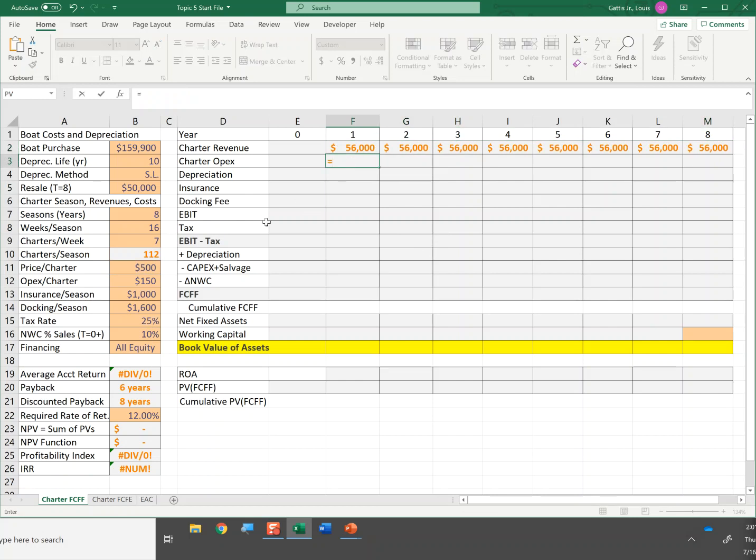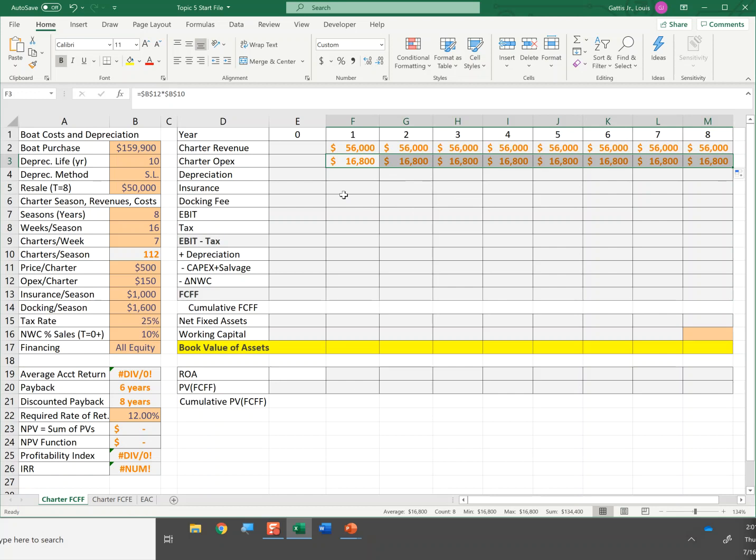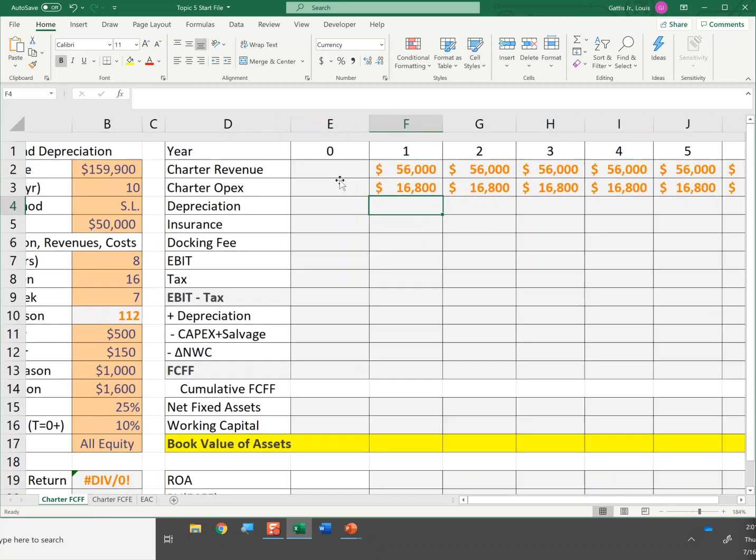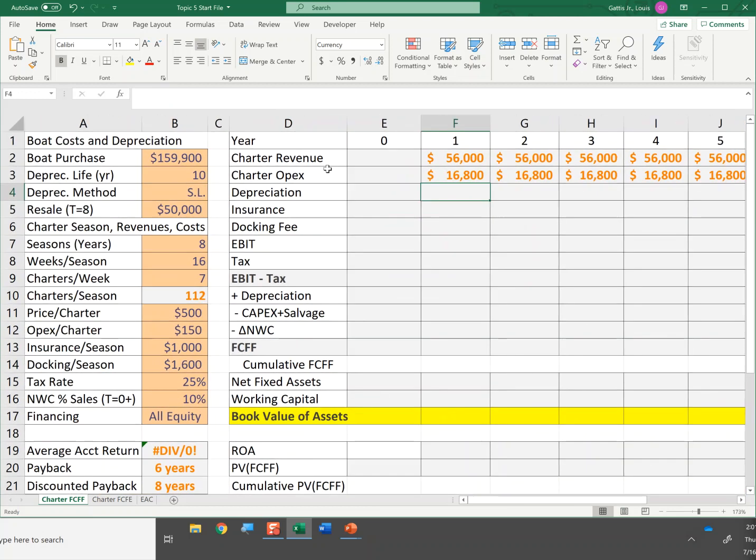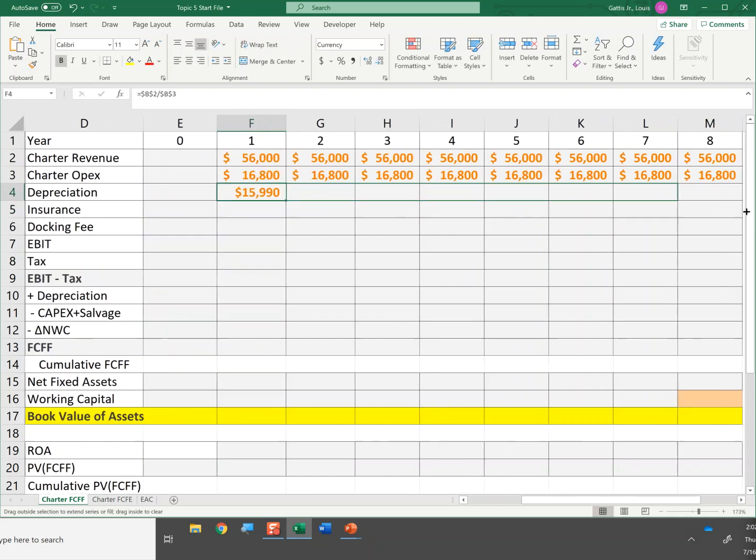My operational expenditures per charter is $150. I'm going to anchor that times my 112 charters per season. So I got 16.8. I can make this a little bit bigger if that helps. Depreciation. I'm going to buy this boat. It's going to cost me $159,000. And I'm going to divide that by a straight line depreciation life of 10 years. So it's $15,990 per season.